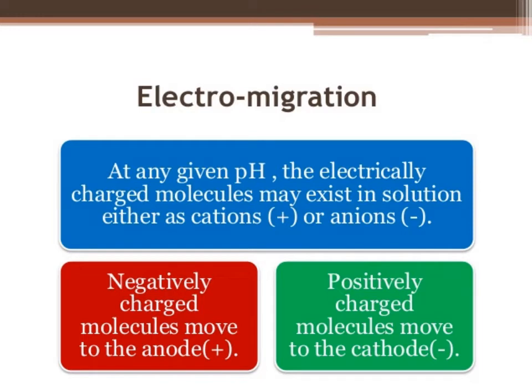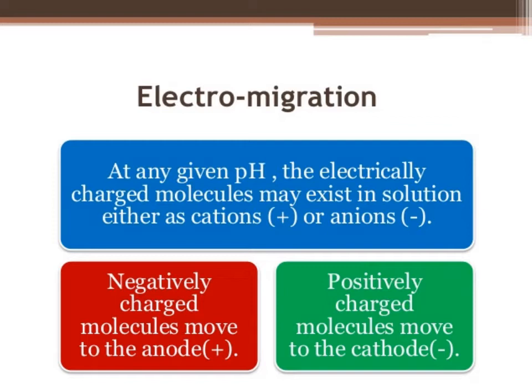So the ionization of the groups is dependent upon pH. At a given pH, the groups present on the biomolecules may be ionized and may be charged as well. But at some other pH, the ionization of the groups may be different. So the charge on a given biomolecule is dependent upon the pH. At any given pH, the biomolecules can have a positive or a negative charge.